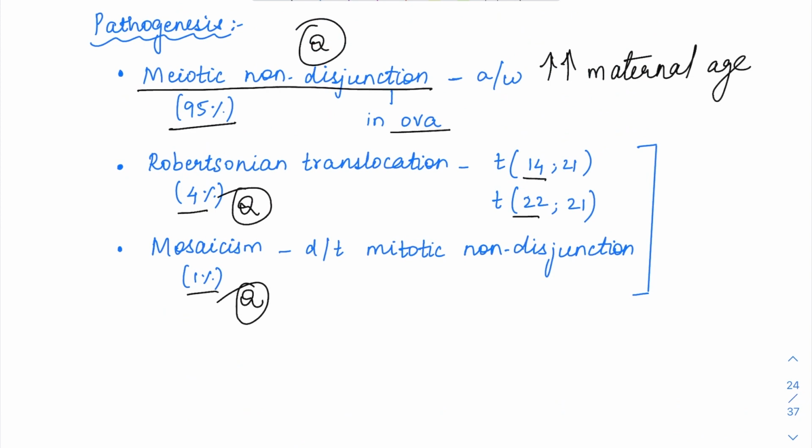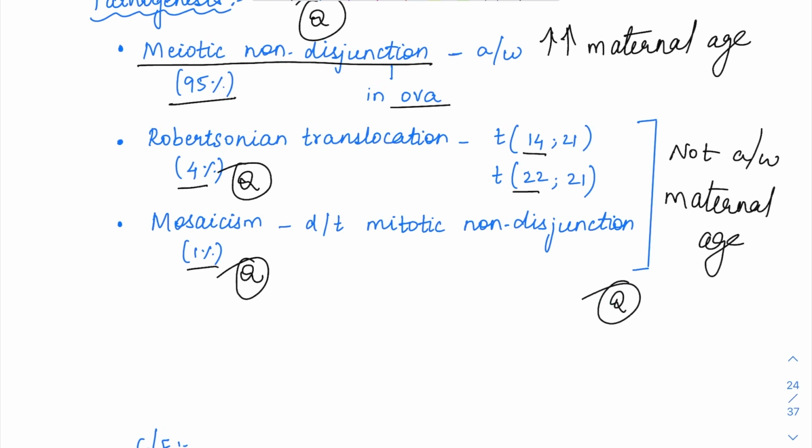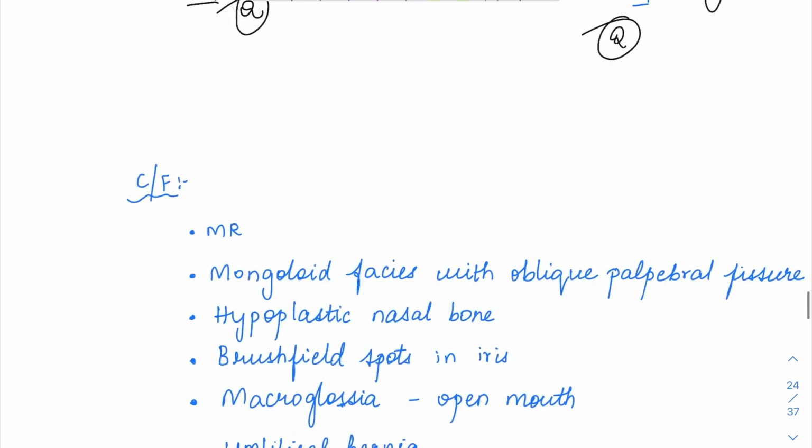So meiotic non-disjunction is the major cause which is associated with maternal age, while the other 5%, which is because of Robertsonian translocation and mitotic non-disjunction or mosaicism, is not going to be associated with maternal age. Okay. They can twist these questions anyway in multiple choice questions.